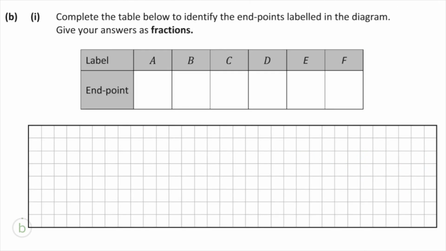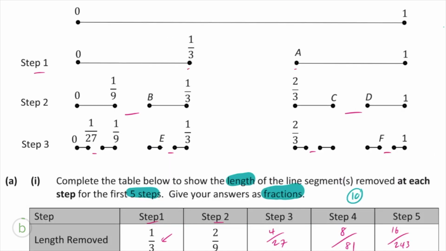B part 1 asks us to complete a table to identify the endpoints labelled in the diagram, and to give our answer as fractions. So going back up to our diagram, here are our points from A to F. So I think it's easy enough to see that A is going to be equal to 2/3, because our jump goes up from 1/3. After removing that part of the segment, we're going to land again on 2/3.